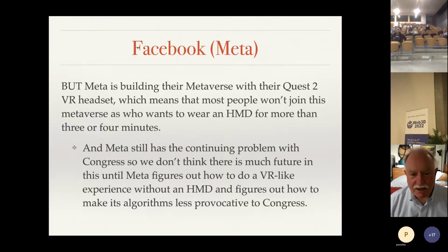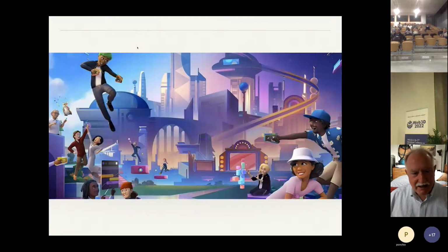I've been playing some of the fitness games on the Quest 2 and get all the way up to an hour before I have to take it off. And Meta still has a continuing problem with Congress, so we don't think there is much future in this until Meta figures out how to do a VR-like experience without an HMD and figures out how to make its algorithms less provocative to Congress. And if you look at some of the pictures of the Horizon world, they actually look pretty good.